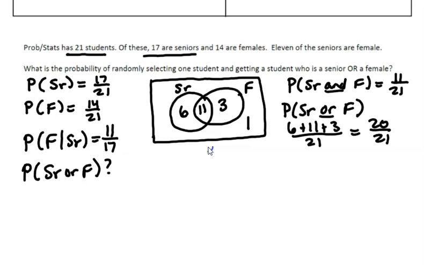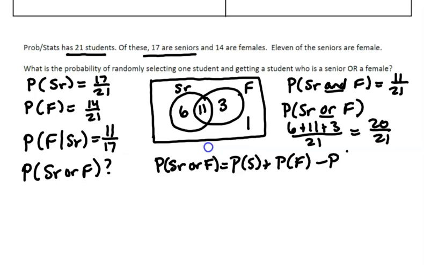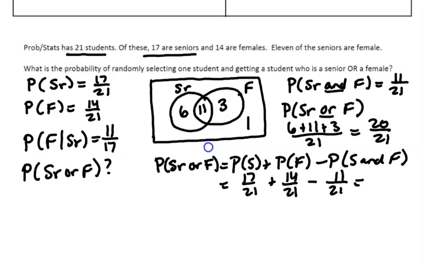Another way we could do it is to apply the formula that we learned. So the probability of senior or female equals the probability of being a senior plus the probability of being female minus the probability of being senior and female. Now all of these probabilities are non-conditional. In other words, they're out of the whole group. Out of the whole group, 17 out of 21 seniors, 14 out of 21 females. Clearly we couldn't just add them together. We'd end up with 31 out of 21, which isn't possible. Minus 11 that are in both groups, and that gives us 20 out of 21.